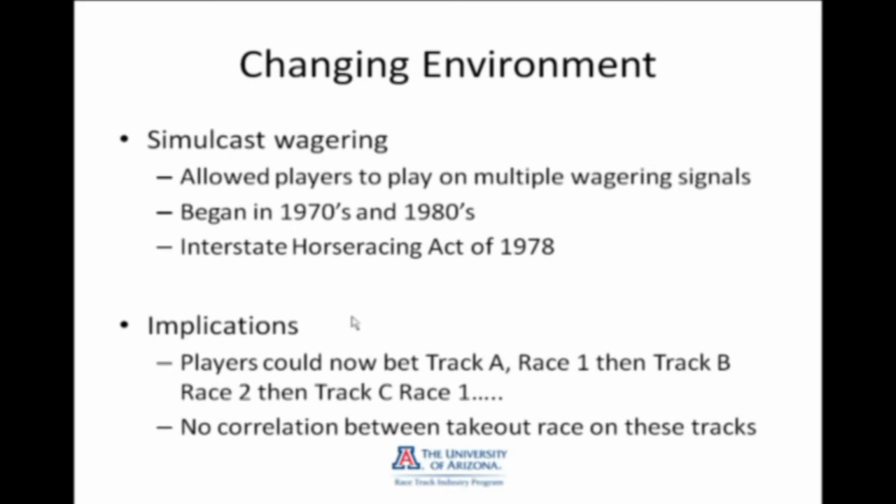Now, today we have a very different environment from when these past studies were done. This is mostly because of what we call simulcast wagering.